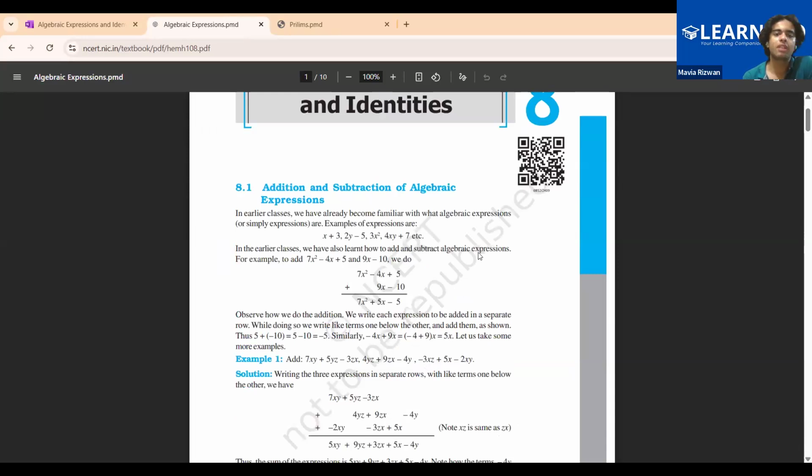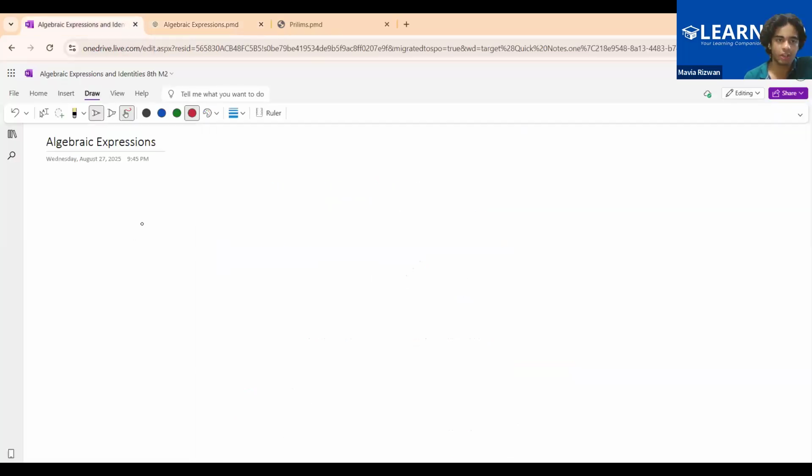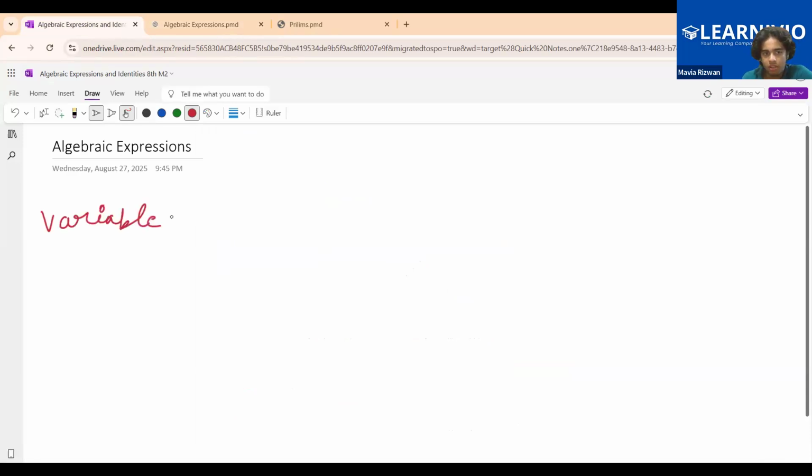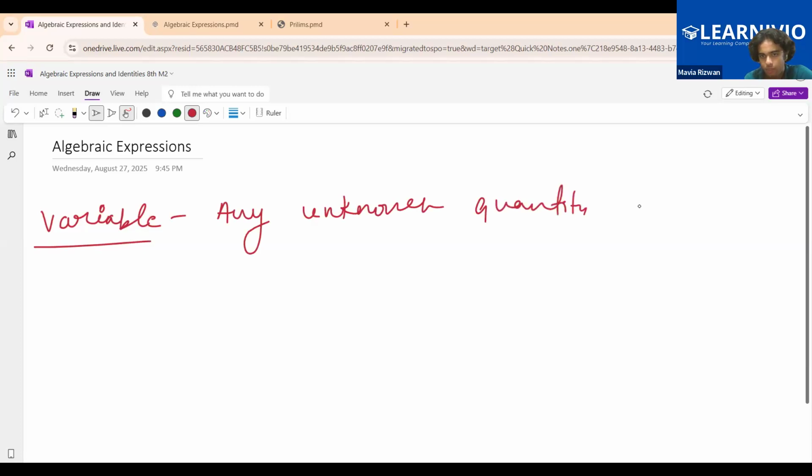So, start with what is an algebraic expression, guys. In very simple terms, you have learned in various classes that there is something known as a variable. What was a variable? A variable was any unknown quantity, the value of which is not fixed.